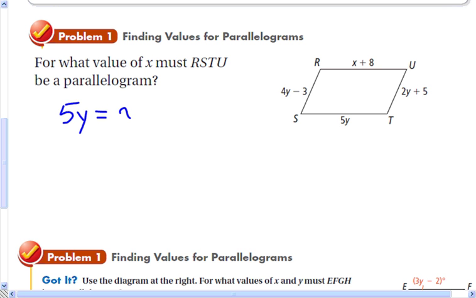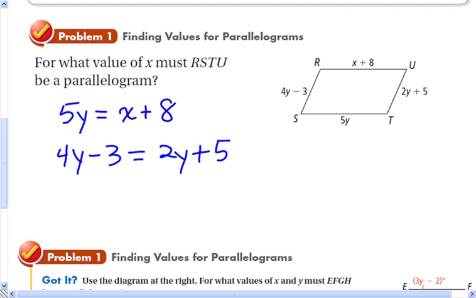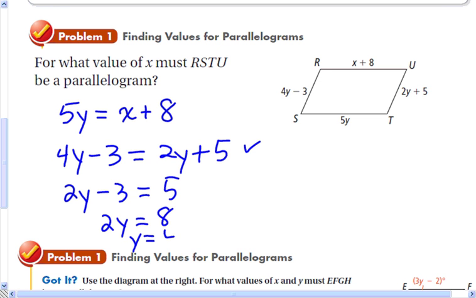5y is equal to x plus 8. And 4y minus 3 is equal to 2y plus 5. From the second equation, we can solve for y. So I'm just going to subtract 2y from both sides. So I get 2y minus 3 is equal to 5. Add 3 to both sides, and we get 2y equals 8. Divide both sides by 2, and we get y equals 4.